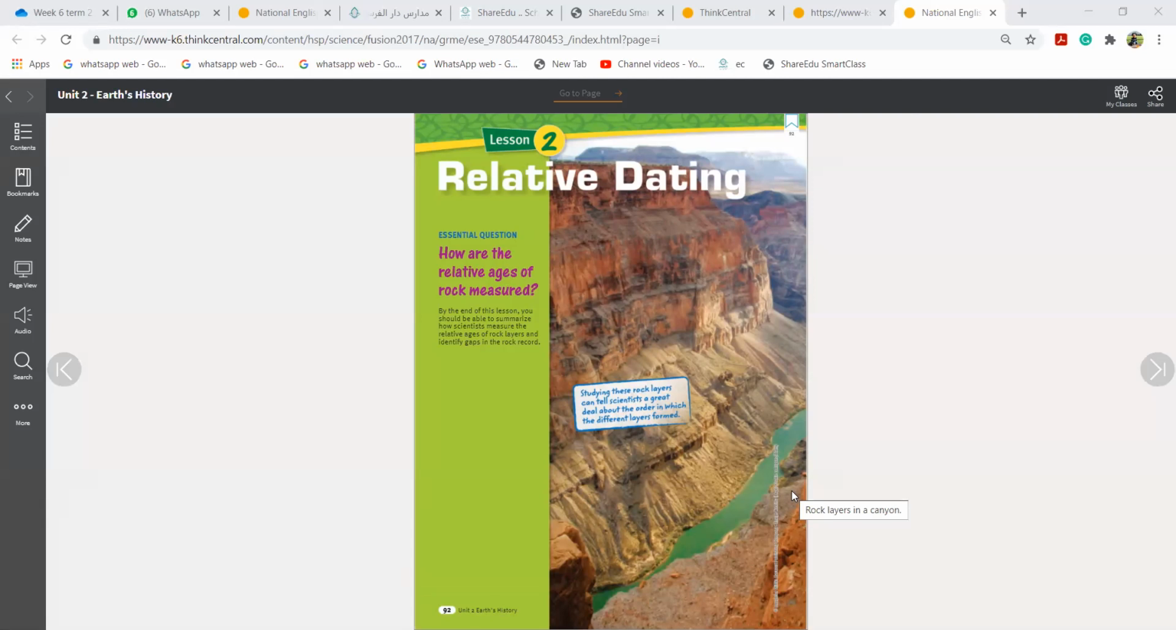Do you know that? How can I know the age of the rock, of any rock? Any idea? Fossil. Okay, by the age of the fossil. All right. Anything else?